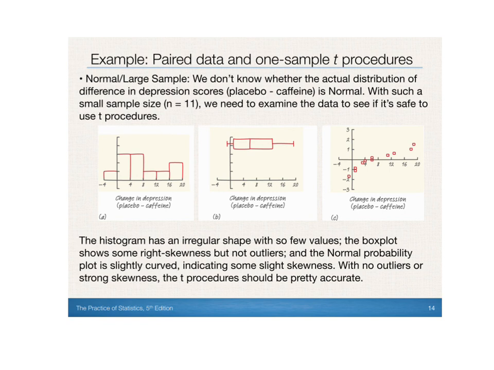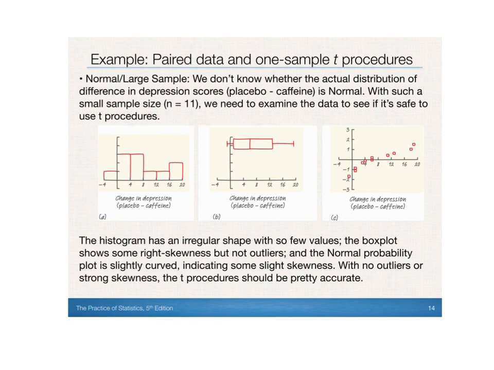The last condition that we would need to check is the normal/large samples condition. We don't know whether the actual distribution of the difference in depression scores is normal with such a small sample size. We need to examine the data so we can see some histograms and box plots and normal distribution plots.